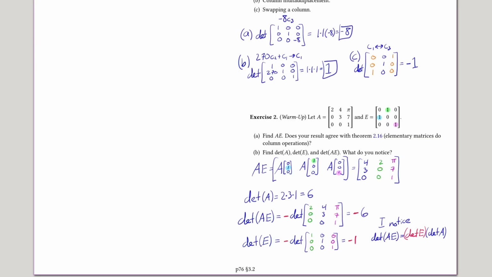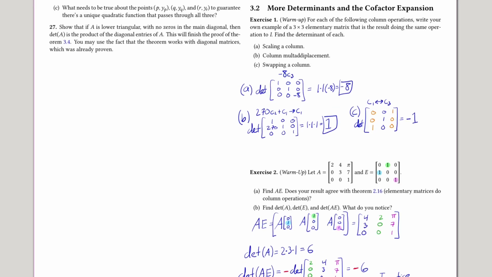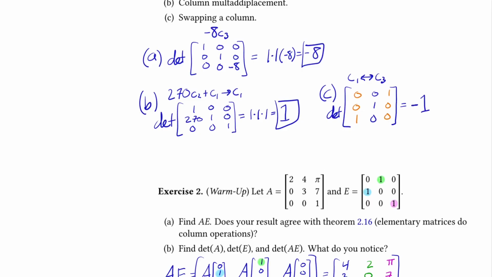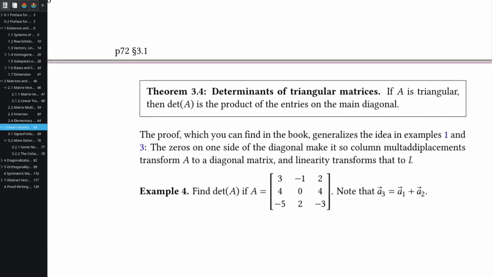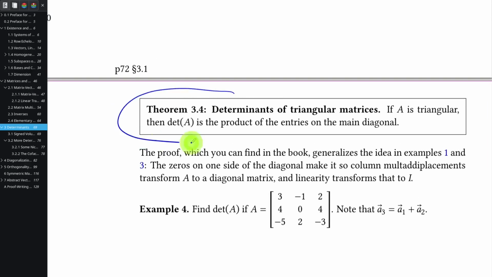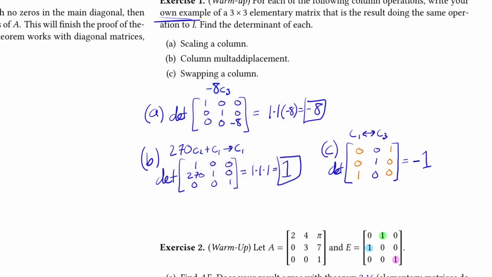And here are those answers. And of course, these are my own examples, so hopefully you came up with your own examples. For scaling a column, the determinant should just come out to be whatever your scalar was, because this should still be a triangular matrix, both upper and lower triangular. And because we have a theorem from section 3.1, theorem 3.4, that the determinant of a triangular matrix is the product of the entries on the main diagonal.